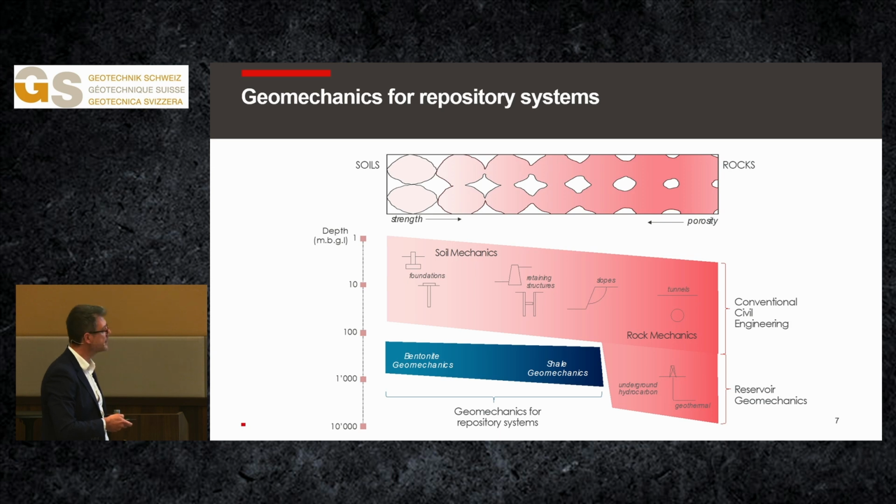So we understand that working with these two special materials, bentonite and shales, in a system at a very significant depth, in the order of several hundreds of meters, is essentially putting us in a context which we don't find in these classical civil engineering applications, but not even in reservoir geomechanics, where we tend to go to much higher depths. So we are really dealing with a new branch of geomechanics that I like to call the geomechanics for repository systems.